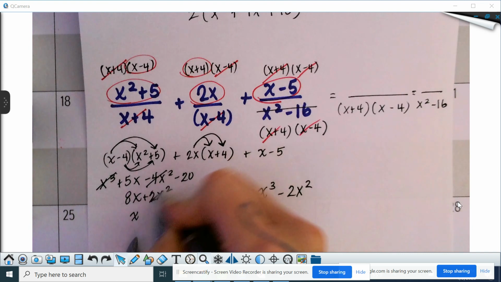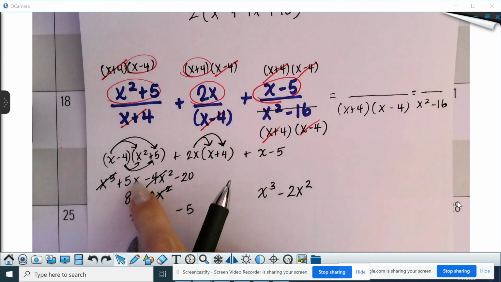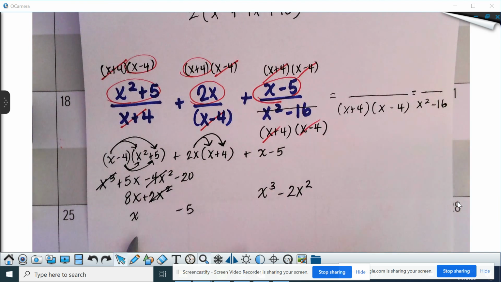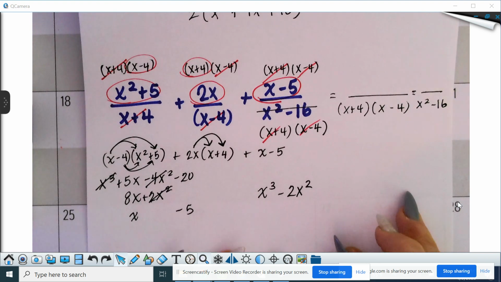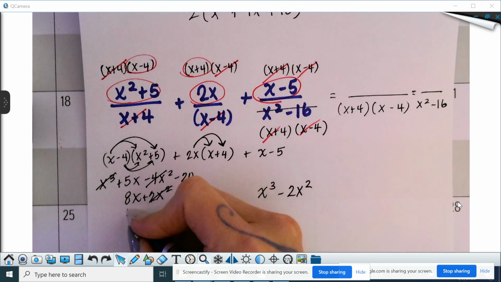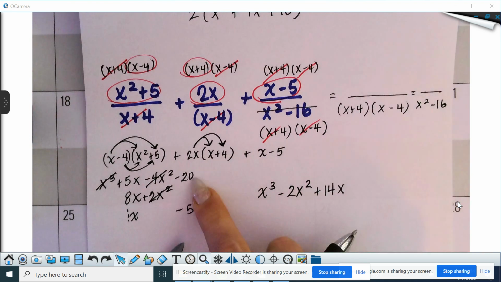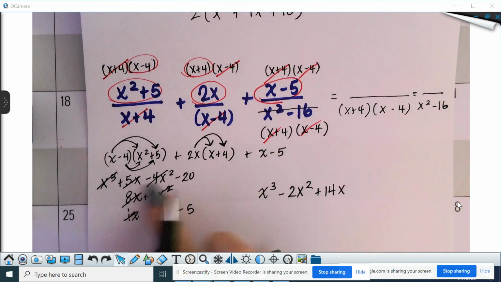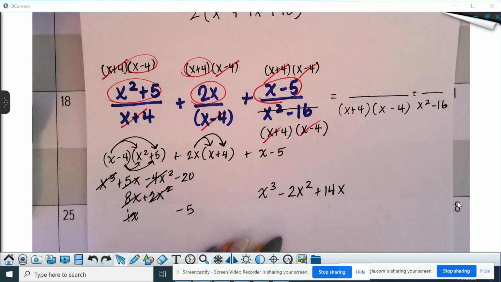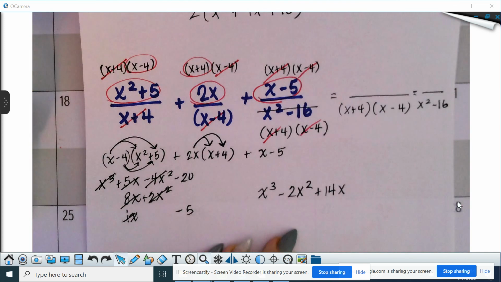Then we have our x to the first power. And that's 5 plus 8 plus 1, because there's that imaginary 1. So I end up with 14x. And then negative 20 and negative 5. And I'm just crossing them off so I know that I haven't missed anybody. Negative 20 and negative 5 means negative 25.